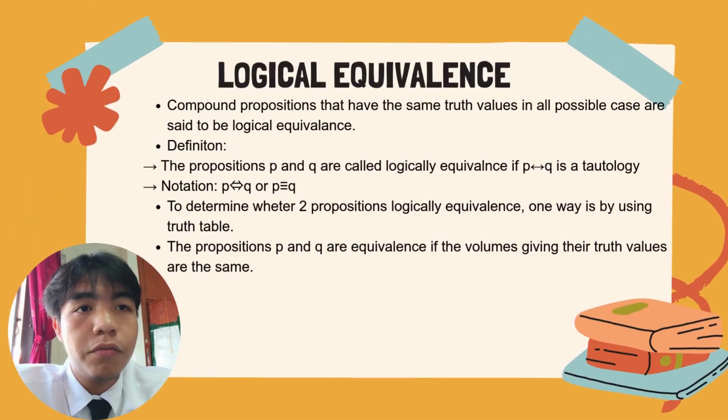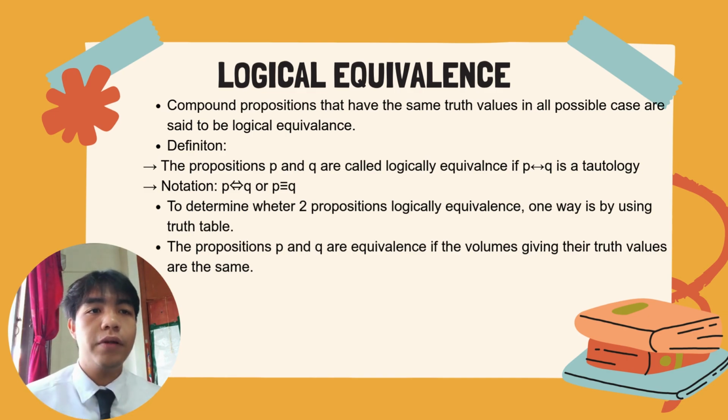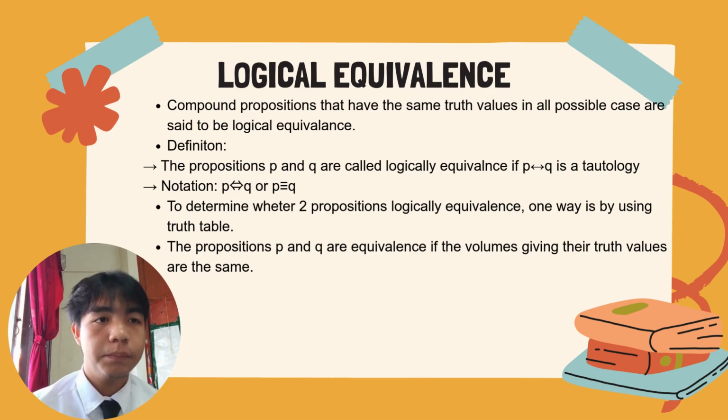For logical equivalence, compound propositions that have the same truth values in all possible cases are said to be logically equivalent. In definitions, the propositions P and Q are called logically equivalent if P ↔ Q is a tautology.